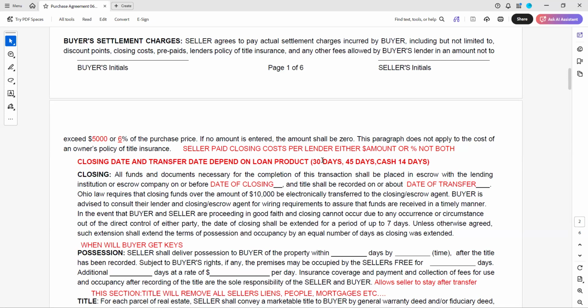It could be a specific dollar amount like $5,000, or it could be a percentage. I have $5,000 or 6%. 6% is pretty much the max that anybody could ask for. And that is going to depend on the loan product. So if you don't know about closing costs and how much your buyer can ask for, the number one answer to that is ask their loan officer. But there's also information in your onboarding from me about those as well. So you can always reach out to us.